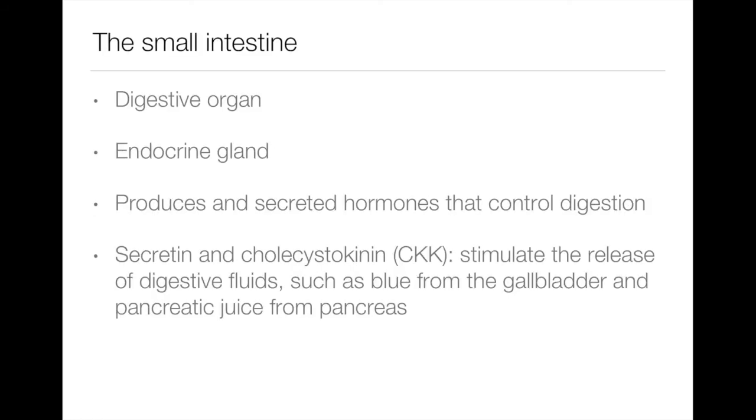Let's continue now. Let's investigate the small intestine. The small intestine does a lot of the physical work of the digestive system. It begins with peristalsis, and it is majorly involved in digestive chemistry. The small intestine is a digestive organ and an endocrine gland as well, producing and secreting hormones that control digestion. Cells in the small intestine wall secrete the hormones secretin and cholecystokinin, CCK, which stimulate the release of digestive fluids, such as bile from the gallbladder and pancreatic juice from the pancreas.